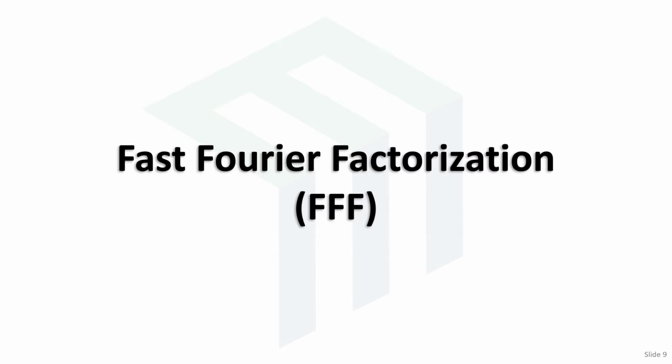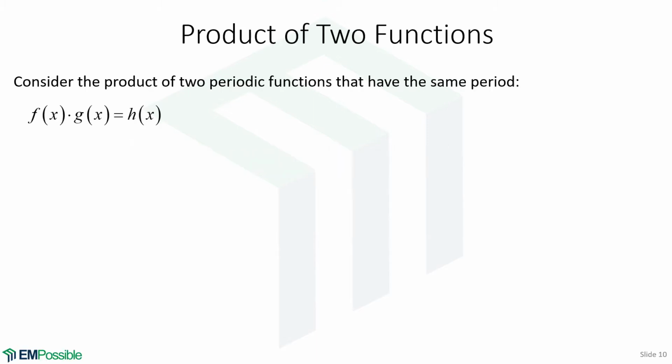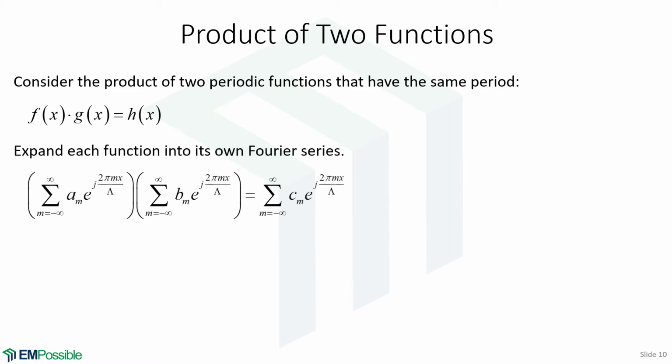Fast Fourier factorization, or FFF. Let's think about, we have the product of two functions, f times g, and the product equals h. Now, let's say this is all periodic. That means we can expand each of these into a complex Fourier series. So somehow, this multiplication of two Fourier series equals another complex Fourier series.